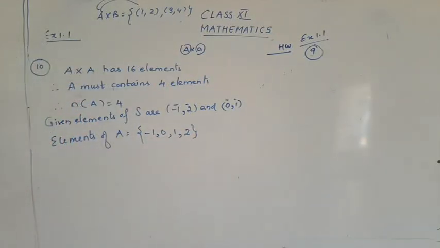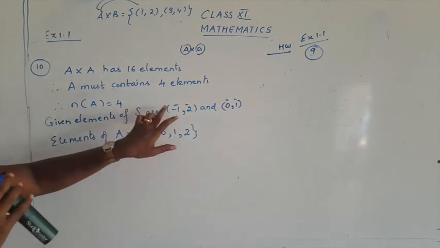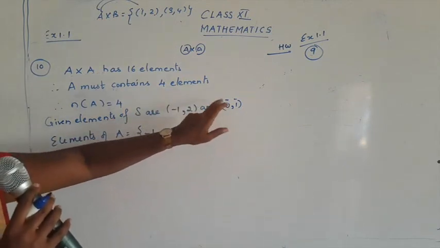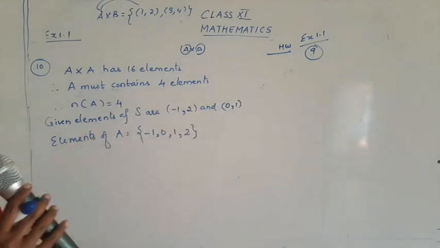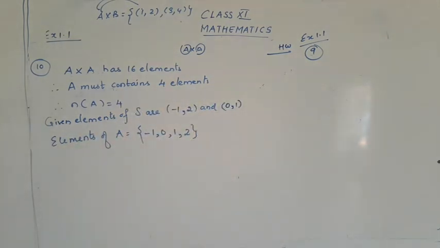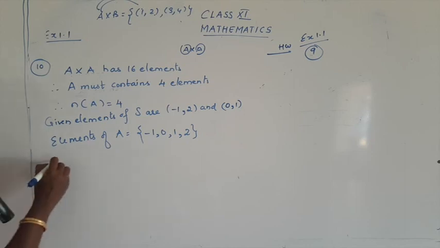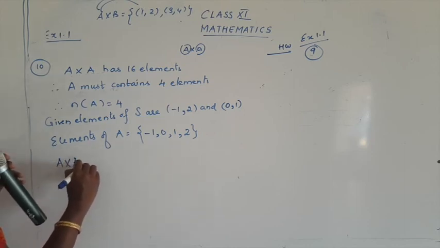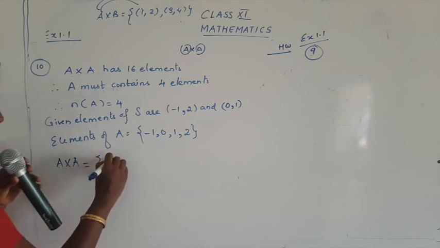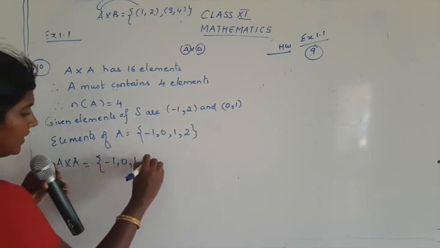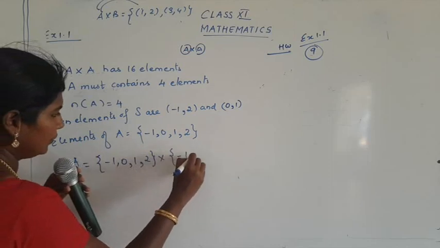Now what we are going to do is find the Cartesian product A cross A, so that we can find the remaining elements of S, because we have only 2 elements with us, that is (-1, 2) and (0, 1). The question is to find the remaining elements of S. So from where are you going to get the elements of S? We are going to get them from A cross A. So let's find A cross A. It's simple. You people can try it out. Go with the sum and find the answer. I'll just wait for you. Do it.